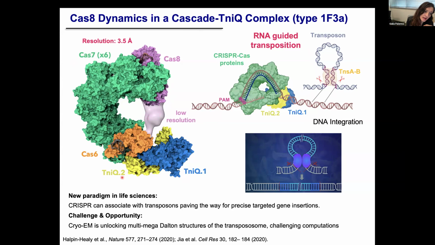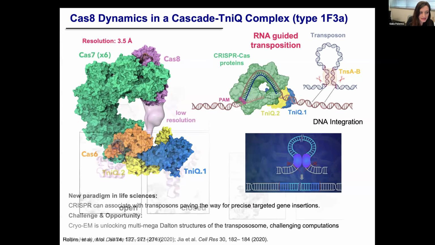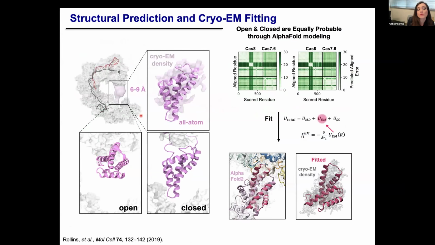Here, in these cryo-EM structures, the authors were able to obtain this very beautiful structure, but because of the high mobility of this region, they were unable to fully characterize this portion of Cas8, which was called the Cas8 bundle in the literature. So what we did was to use AlphaFold to reconstruct this alpha helical bundle.